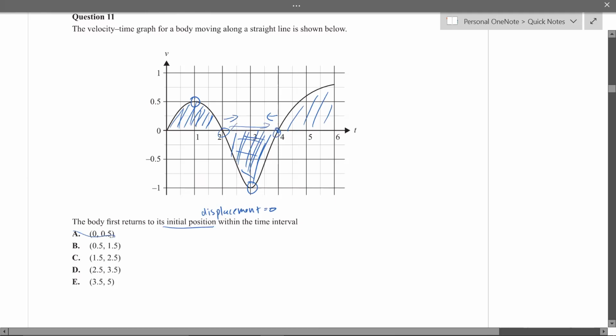So 0 to 0.5 is not it. 0.5 to 1.5 is not it. 1.5 to 2.5, so that's saying it's somewhere here. So the only really valid region from that answer is here, but that's a bit small because you can see this area right here is probably not going to match this area. 2.5 to 3.5, so that's saying here somewhere, and that makes a lot of sense. But once you go to 3.5 to 5, like here, the area on top might be bigger than the area on bottom, so we don't really know. So the safest answer to go with would be D.